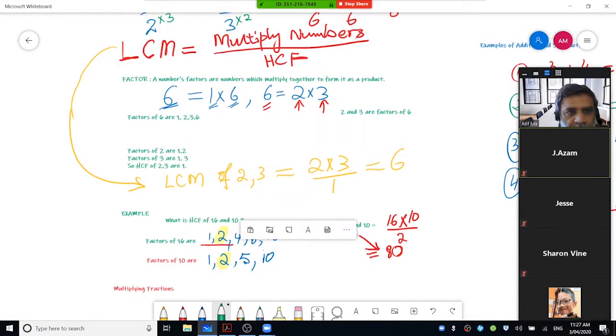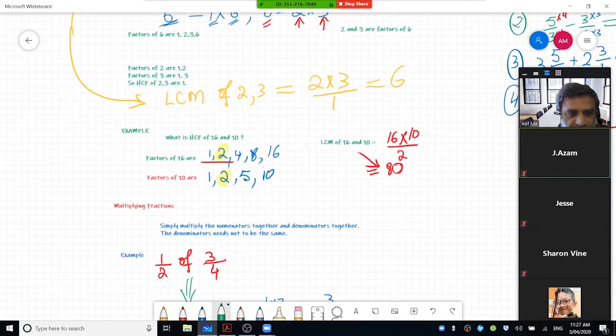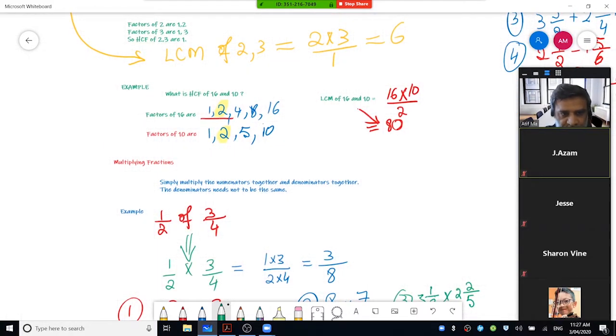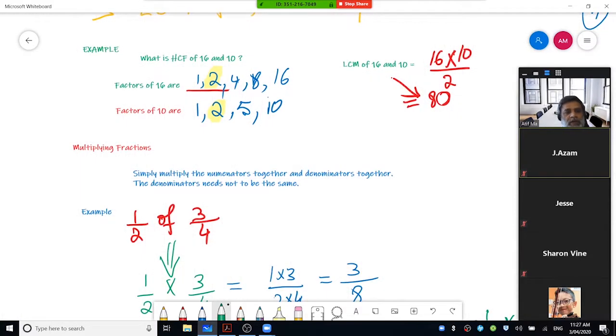Okay, so we have learned how to add or subtract fractions. Now we will learn the next part, that is multiplying fractions. Once you are multiplying fractions, simply multiply the numerators together and the denominators together. The denominators need not be the same.